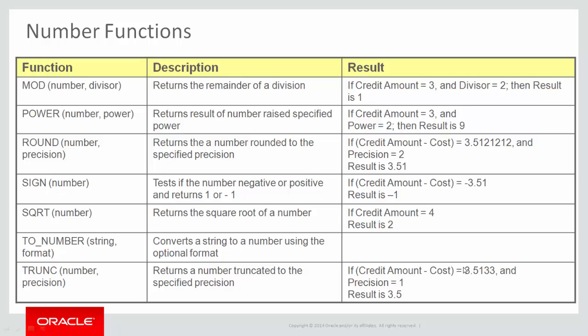Similarly, instead of it being 3.5133, let's say it was 3.5933. In 3.5933, what a round function would do is it might round it up to say 3.6, but because it's truncate, 3.5933 would actually still yield us a result of 3.5. So again, truncate just cuts it off based on that level of precision.